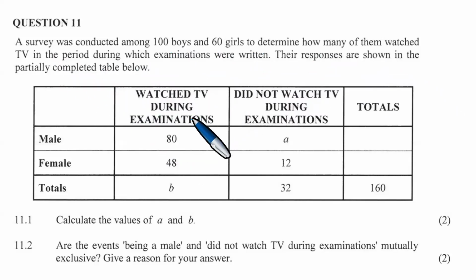There are those who watched TV during examinations. There are those who did not watch TV during examinations. And some of the students were male, some of the students were female, and the totals were there. Now, this is exactly what we have. So we need to calculate the values of A and B. So to calculate the values of A and B, you would have the following.